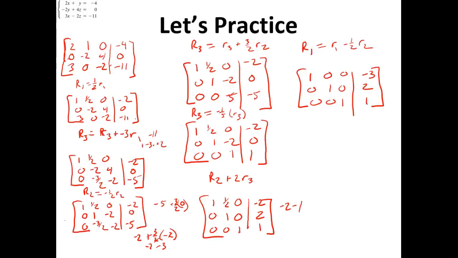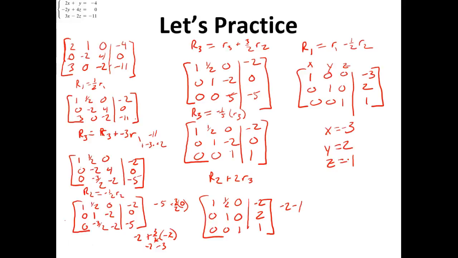Now I have this in reduced row echelon form. What makes this so helpful is that I only have an x here, because this column corresponds to x, this one y, this one z. So I only have an x here. x is equal to -3. Right here, y is equal to 2. And z here is equal to 1.